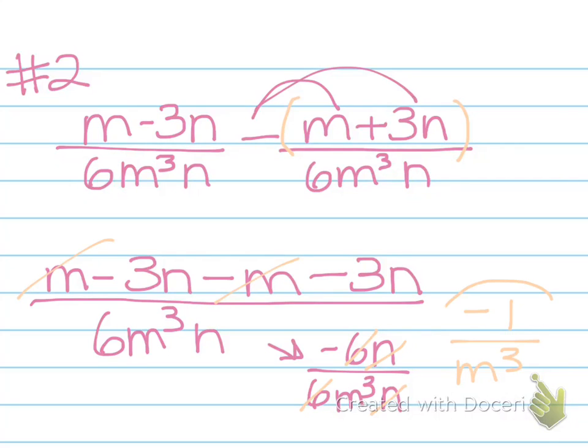Now, we don't technically need to have a domain restriction for this because in our original we had two different variables. So these are the examples where I will allow no domain restriction. You don't need to include one.